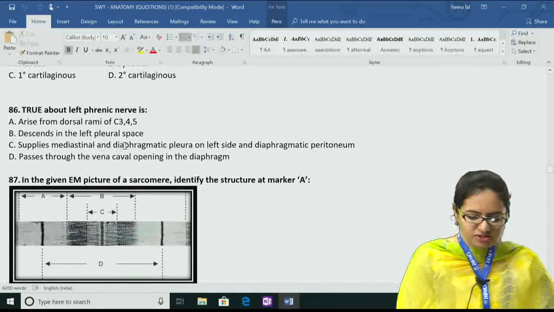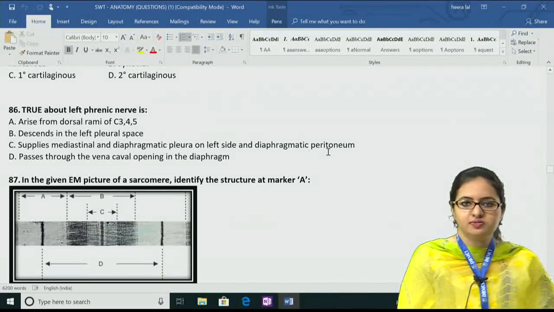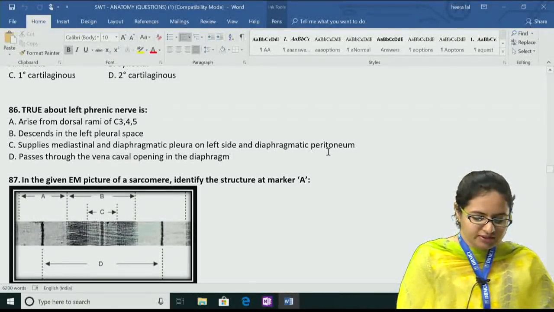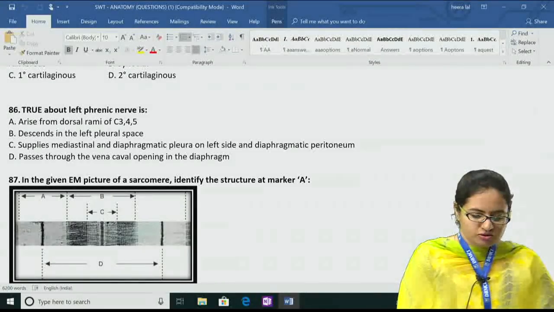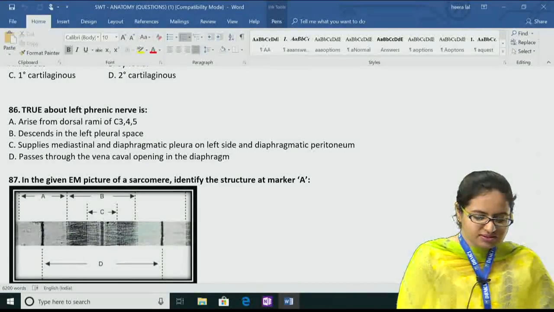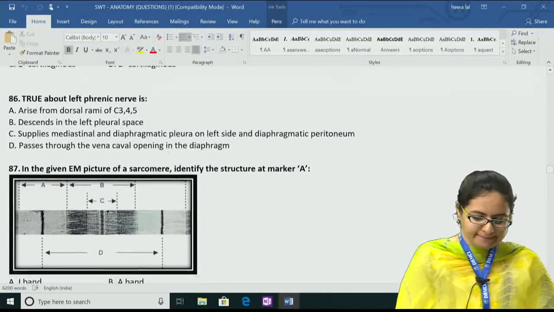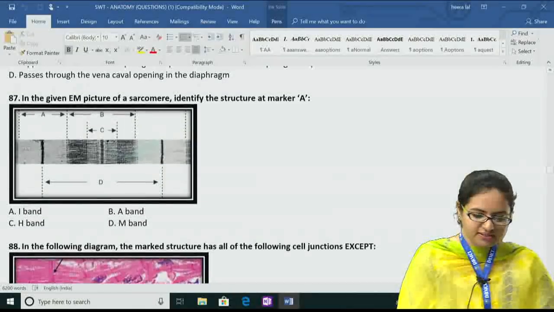Option C says it supplies the mediastinal and diaphragmatic pleura of the left side as well as the diaphragmatic peritoneum. Yes, it is supplying, so this option is correct. D says it passes through the vena cava opening in the diaphragm. Actually it is the right phrenic nerve that passes through the vena cava opening. So for question 86, the answer is C. Now we come to question number 87.